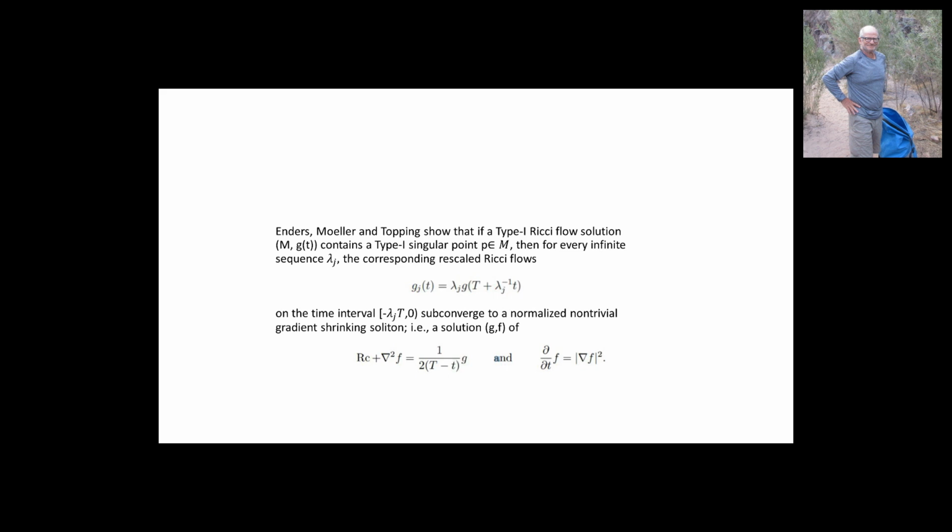That's the solution which I show here. We have the Ricci tensor plus the Hessian of f equal to 1 over 2 times the difference of the singular time T minus t, and we also have that the time derivative of f is equal to the gradient of f squared. So that's a normalized non-trivial gradient shrinking soliton. They were able to show that if you have this type 1 singular point in the manifold, then we necessarily get these shrinking solitons.